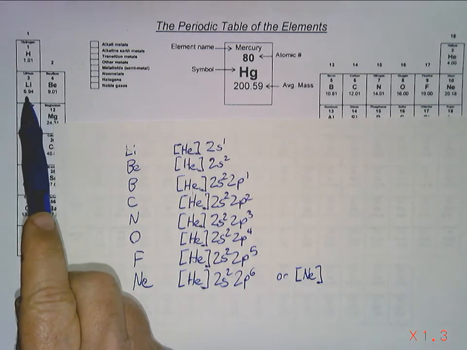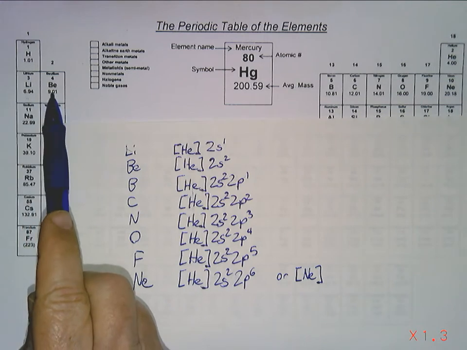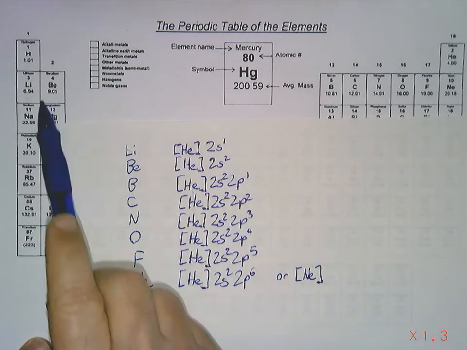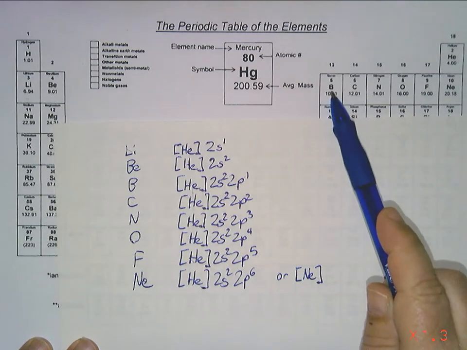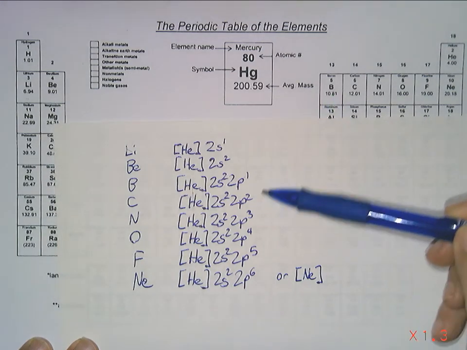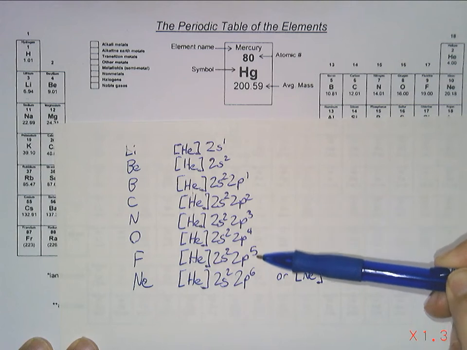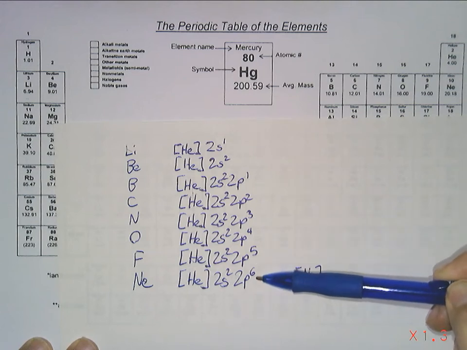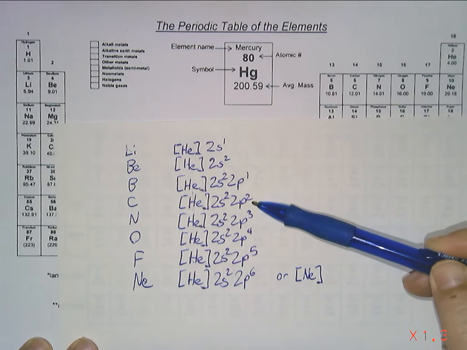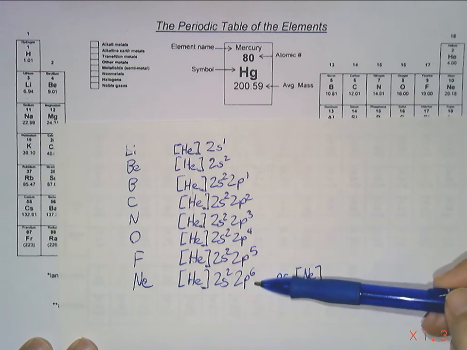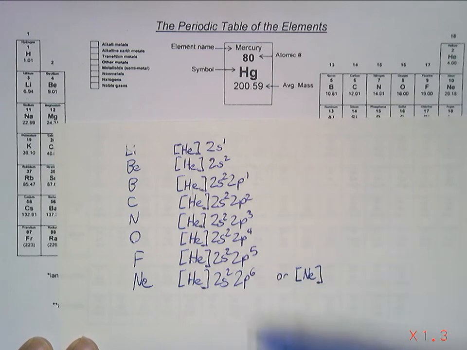For lithium, it's second row in the S block, so this is a 2s1, 2s2 for beryllium, 2s2, 2p1 for boron, and then every element that I go over adds an extra electron on. There's room in the p subshell. It can fit up to 6. So here are the rest of the configurations. The neon configuration I can write out like this, or it is just a neon core. I can write it like that.